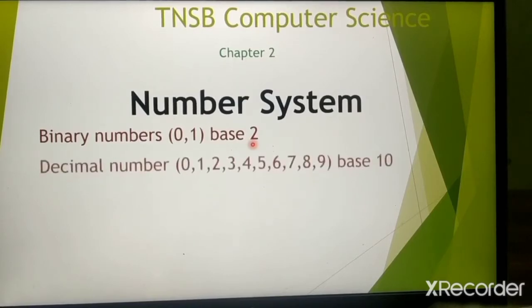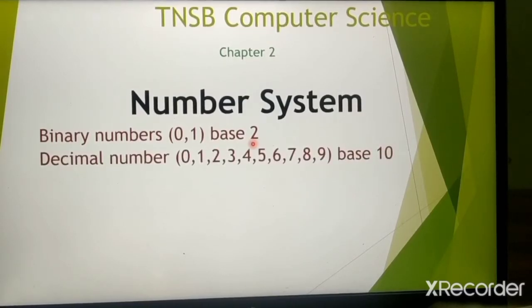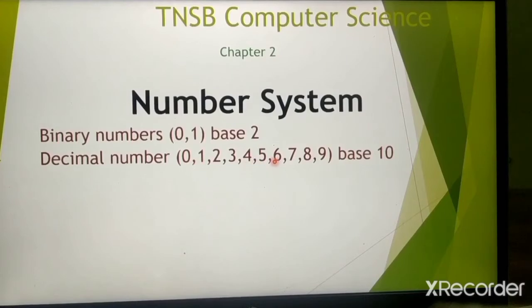Next, another one is decimal numbers. In real life we are handling these decimal numbers only. Decimal means 10. So we have 10 numbers from 0 to 9. Its base is denoted as 10.